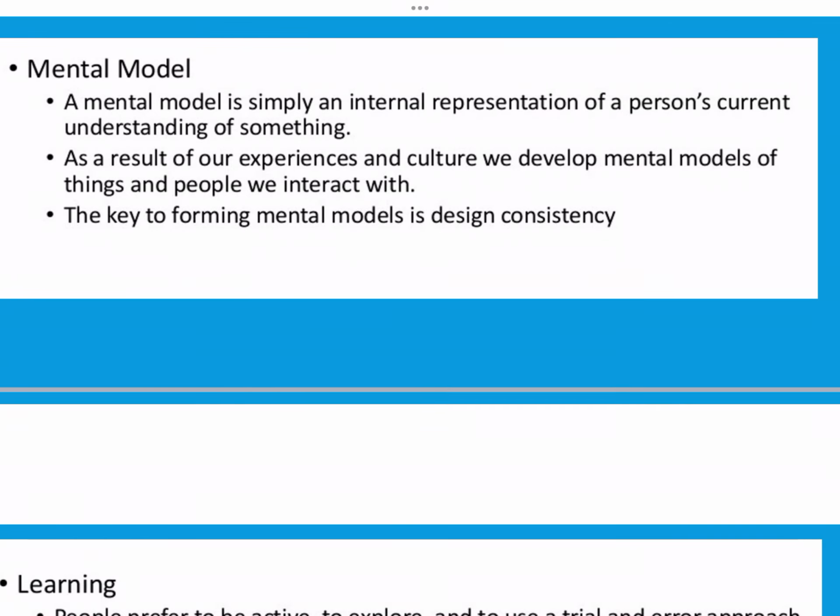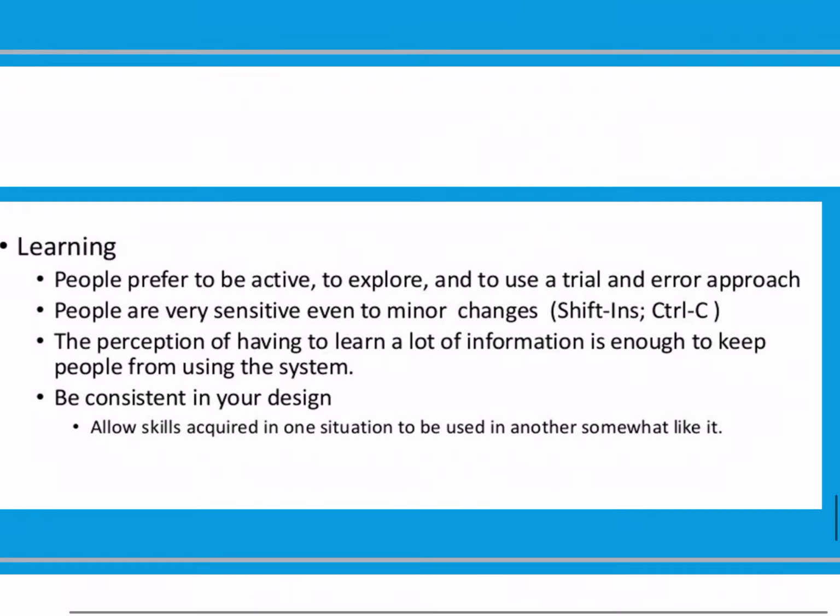Next is all about the mental model. A mental model is simply an internal representation of a person's current understanding of something. As a result of experiences and culture, we develop mental models of things and people we interact with. The key to forming a mental model is design consistency.